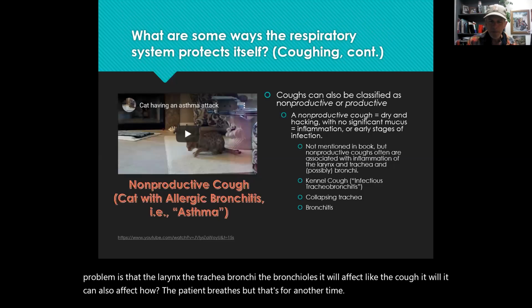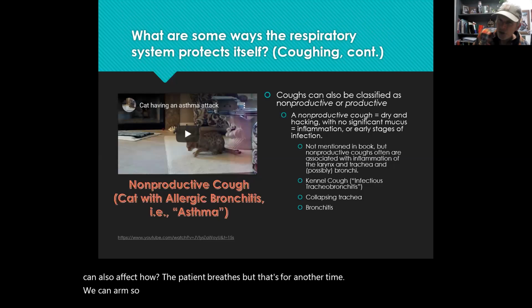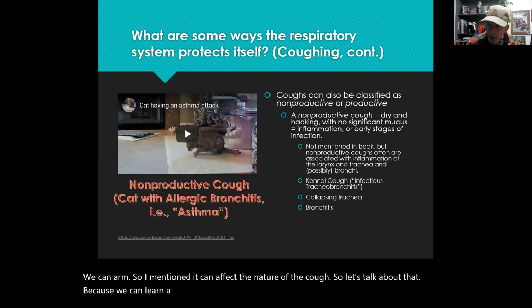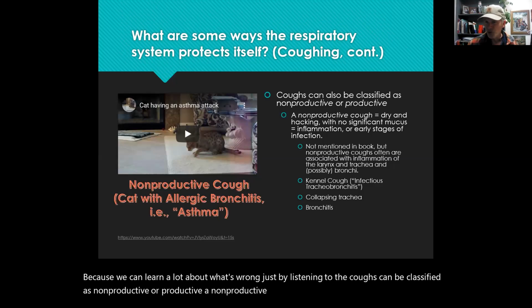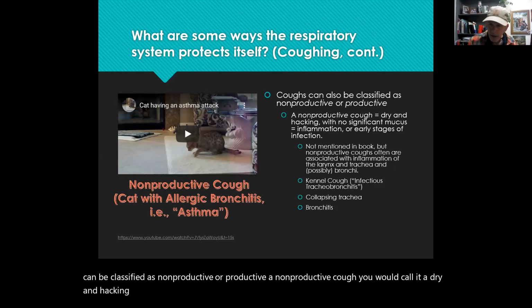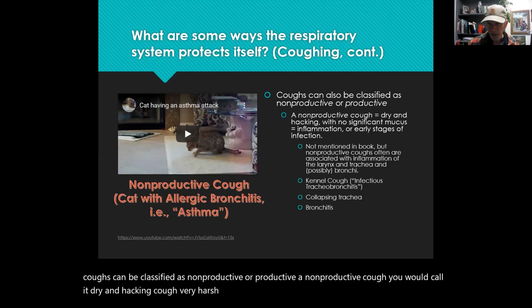So I mentioned it can affect the nature of the cough. So let's talk about that, because we can learn a lot about what's wrong just by listening to the cough. Coughs can be classified as non-productive or productive. A non-productive cough, you would call a dry and hacking cough. Very harsh. There's not much mucus being produced.